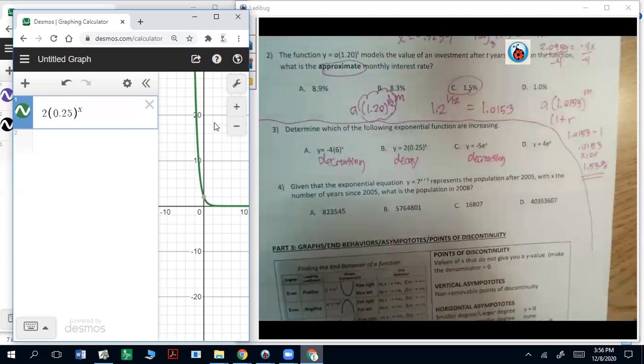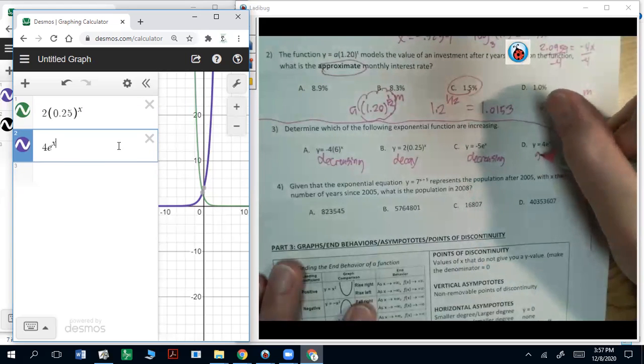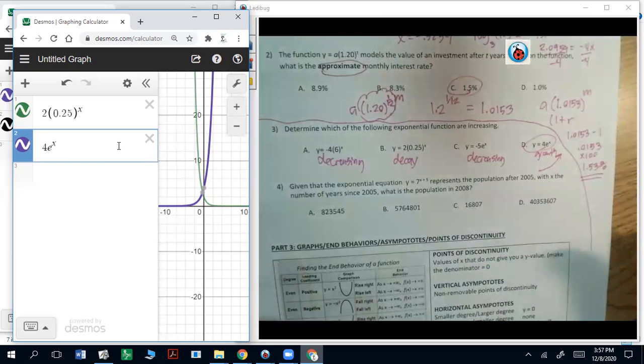So let's look at 4e to the x. E is just the number. So 4e raised to the x power, that's growth. So this is the only one that's increasing as it goes up.